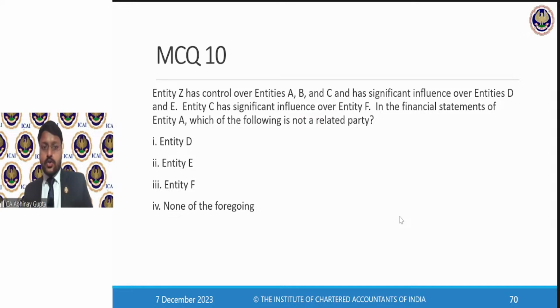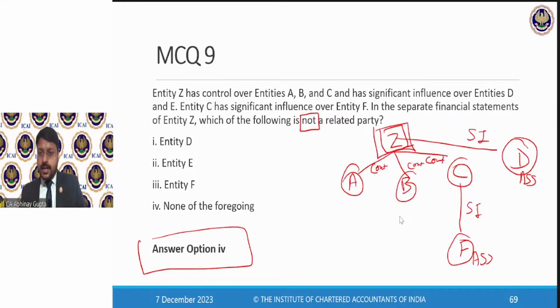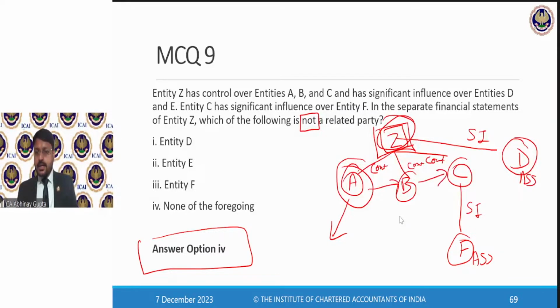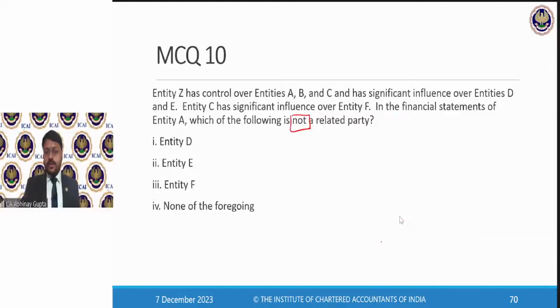Same structure, question is changed. Entity A, which of the following is not a related party? Now, earlier we have identified for Z, right? Now we need to talk about A. For A, Z is related, yes. B is related, yes. C is related, yes. D is related, yes. Associate within the group. Now, for A, F, associate of my fellow subsidiary, is related, yes or no? That is the question basically. Now tell me, which is not a related, D, E, F or none?